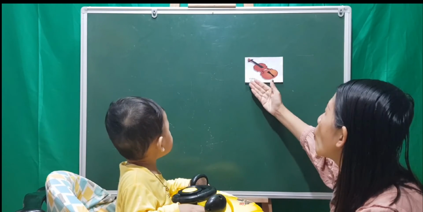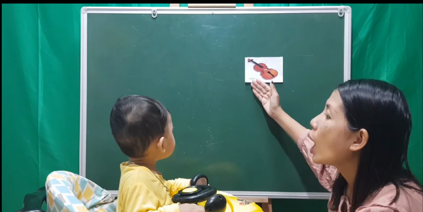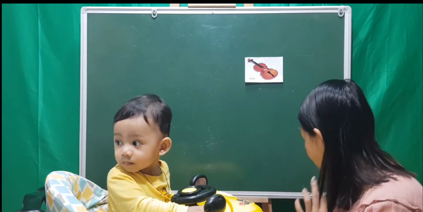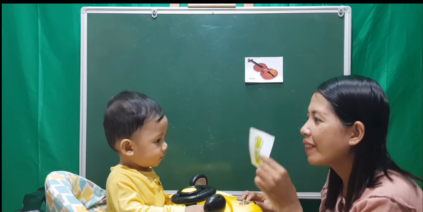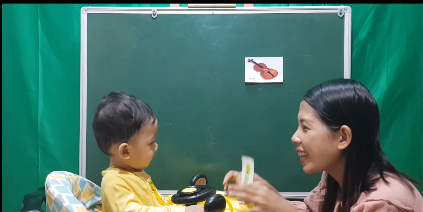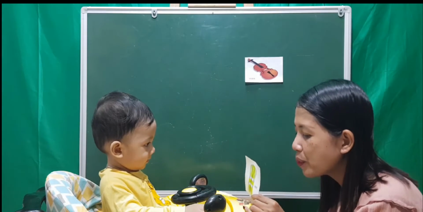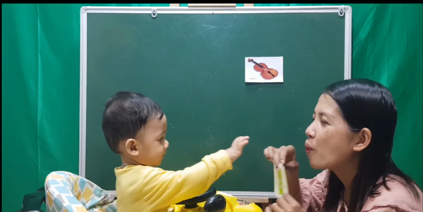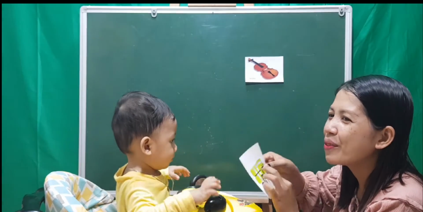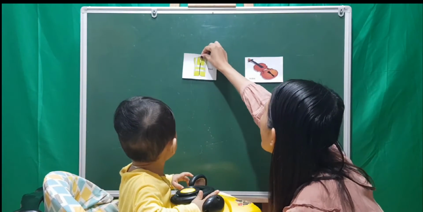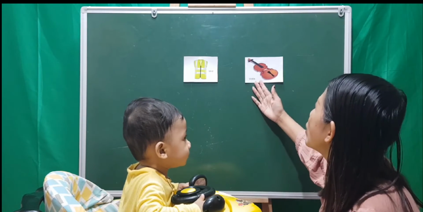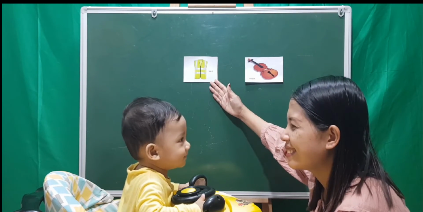Violin. Violin. Violin. One more. Tan tan tan tan tan. Vest. Can you say it? Vest. Vest. Vest. Baby, can you say it? Vest. Okay. Vest. Violin. Vest.